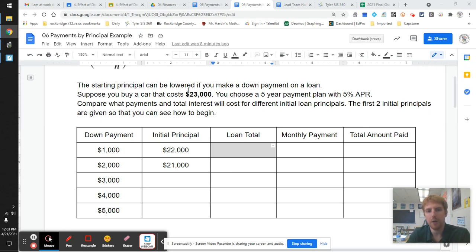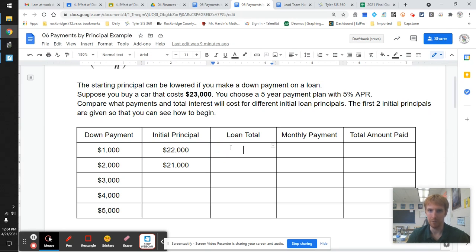So first up, if we buy a $23,000 car and we make a $1,000 down payment, that leaves us with $22,000 left. I went ahead and did another one for you so you can see that. If you pay $2,000 down, you only owe $21,000. So what that means in terms of a loan, and just the loan, is if I make this $1,000 down payment, I still owe $22,000.